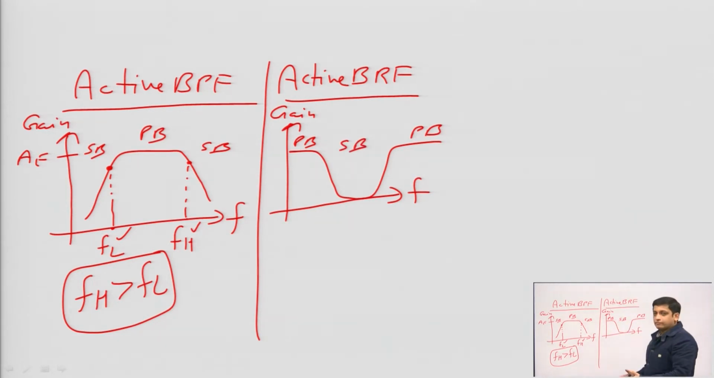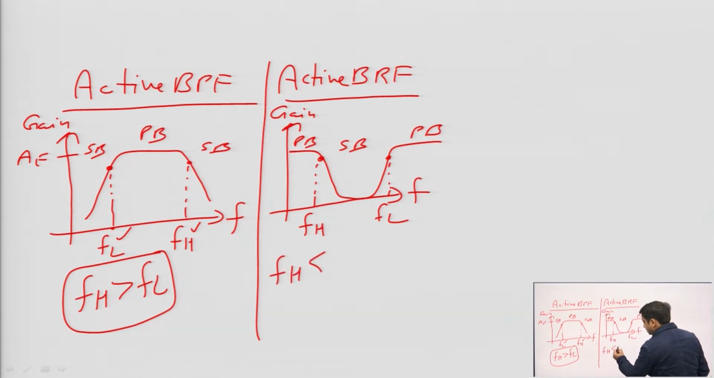So, band reject filter is the filter which rejects a particular band of frequencies. Rejection means in that particular band the gain will be very less, gain is very less means signal is getting attenuated, fine. So, in this case the cutoff frequencies are FH and FL, right. So, we can see that in active band reject filter FH is less than FL, fine.